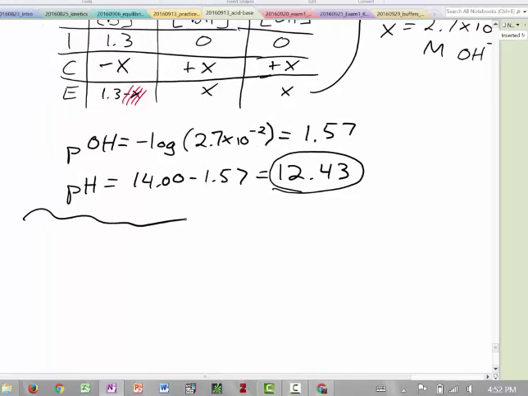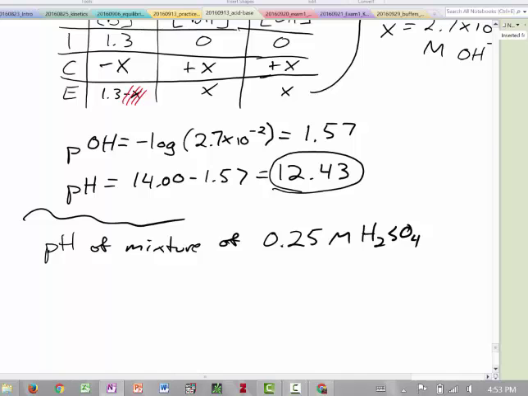Next, I wanted to do pH of mixture of 0.25 molar H2SO4 plus one, I didn't put the point, but one molar KOH. Dude gave me an acid and a base, and asked me to calculate pH. Well, what do acids and bases do? They react with each other, neutralize.